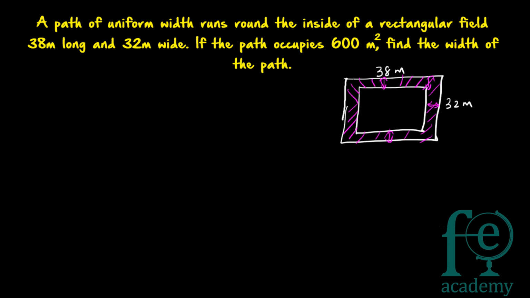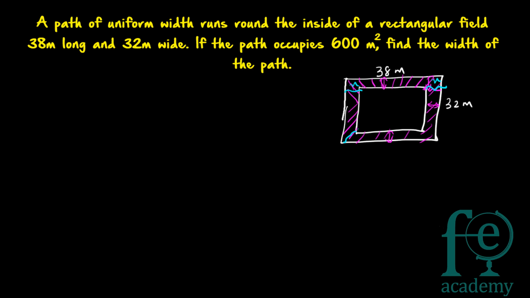What is given? The area of the path is given. So this colored portion is 600 meters square. The total area of the path is given as 600 meters square. You have to find out the width of the path. So let it be equal to x. It is uniform everywhere. So let's see how to proceed.